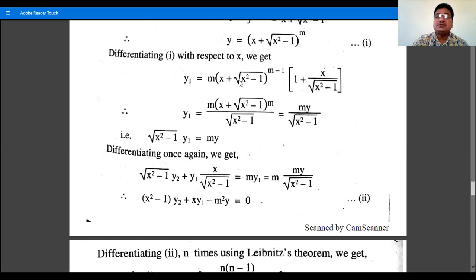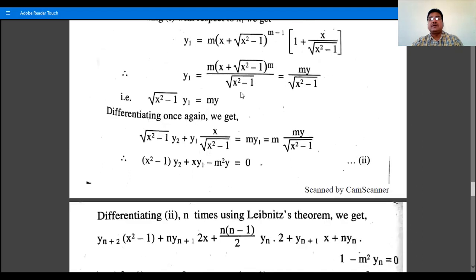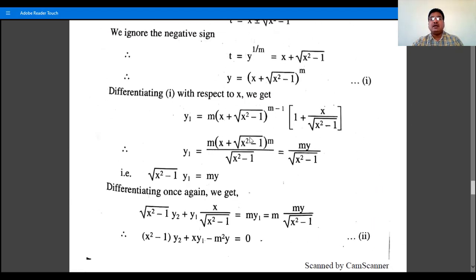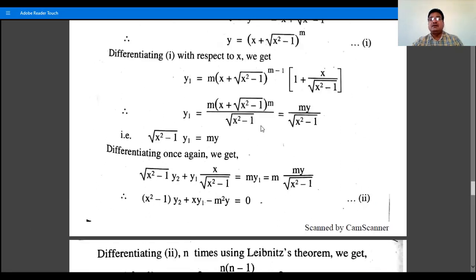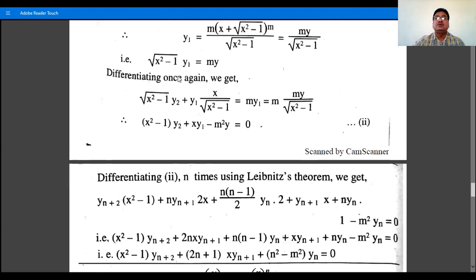And x plus root x square minus 1 into this term, x plus root x square minus 1 raised to 1, is x plus root x square minus 1 raised to m minus 1 plus 1, the same addition of power. So we have raised to m, divided by root x square minus 1. And x plus root x square minus 1 raised to m is y. So now add this y. Then shift this term root x square minus 1 to LHS. We have root x square minus 1 y1 is equal to my.